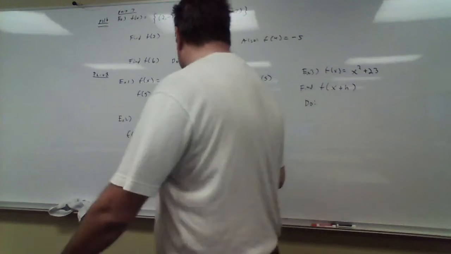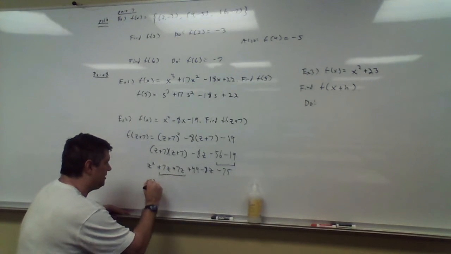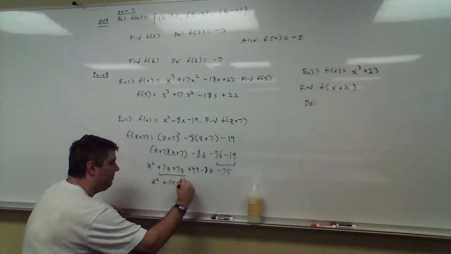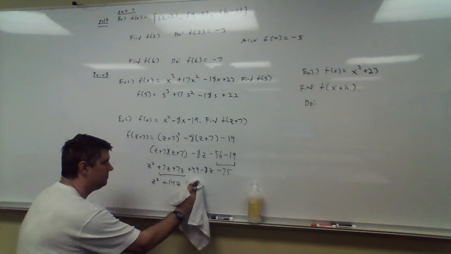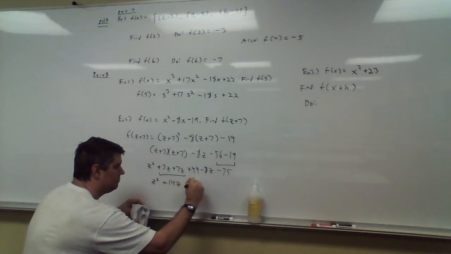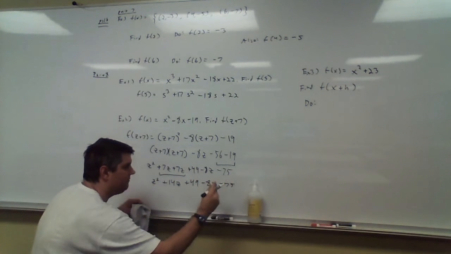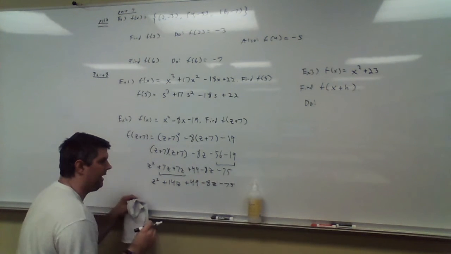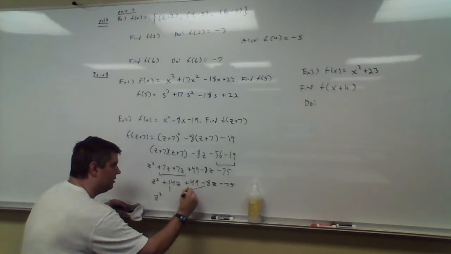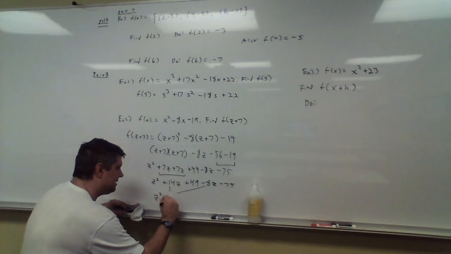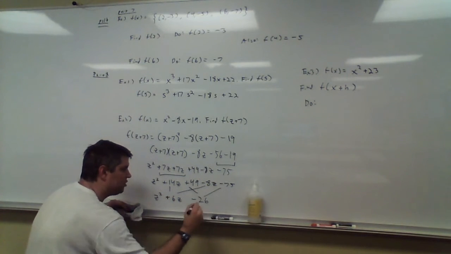All right. I'm going to finish the FOILing here. z squared plus 14z plus 49. That's 49, I apologize. Minus 8z minus 75. So altogether, this is going to be z squared. 14 z's lose 8 z's is 6 z's. And then 49 take away 75 is minus 26.